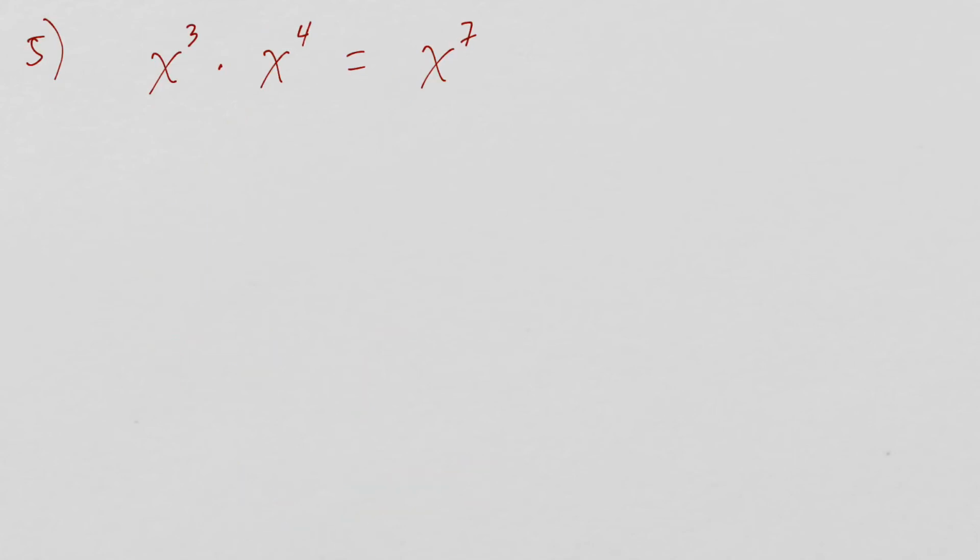Number 5, is this product correct? Well, when the bases are the same, we add the exponents. So this would be x to the 7th, which is equal to that, so this is correct.